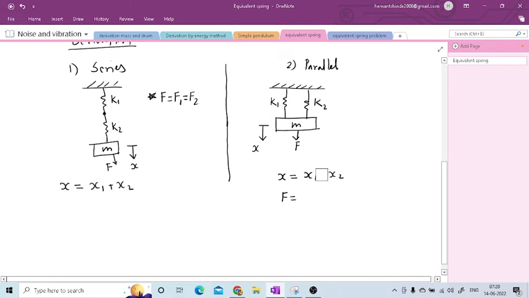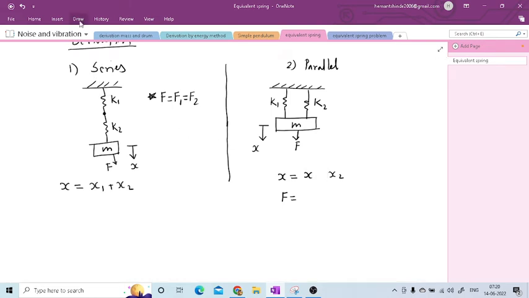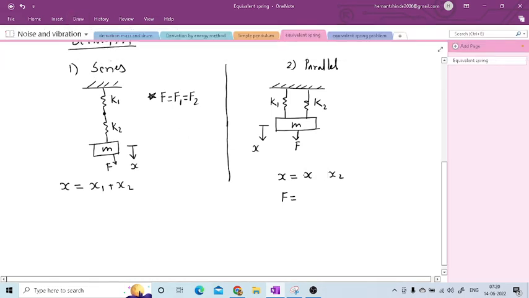Here I have made one mistake, that I am going to modify. The x1 will be equal to x2, because in parallel combination the displacements are equal. Now the force acting here will be divided into two parts. Some part of this F will be taken by spring 1 and the remaining part will be taken by spring 2. So the force will get divided into two parts. So it will be F1 plus F2.